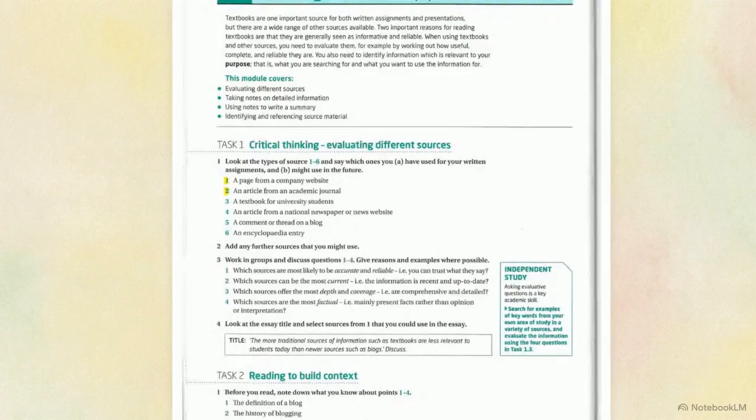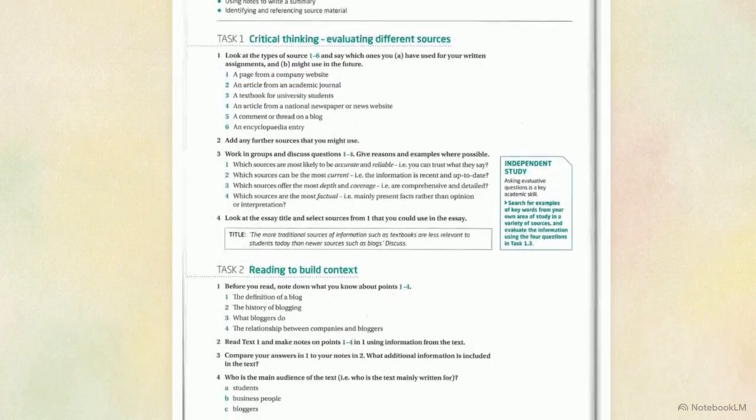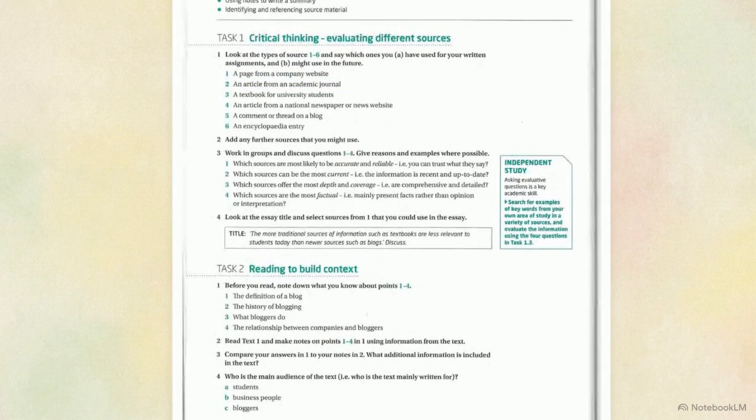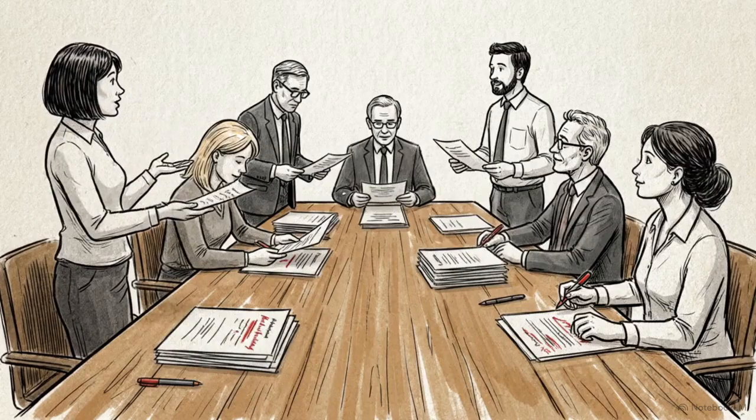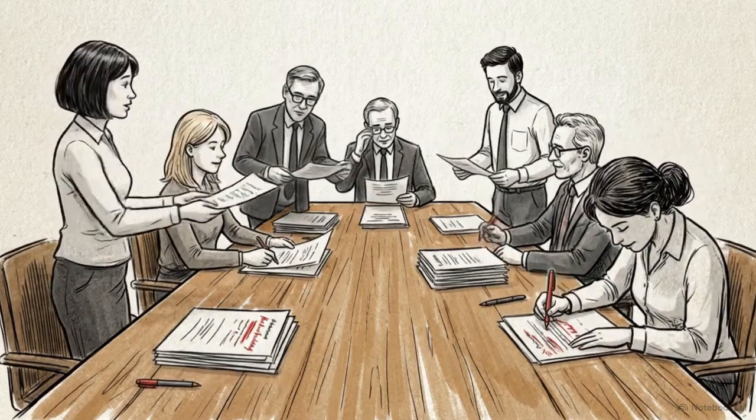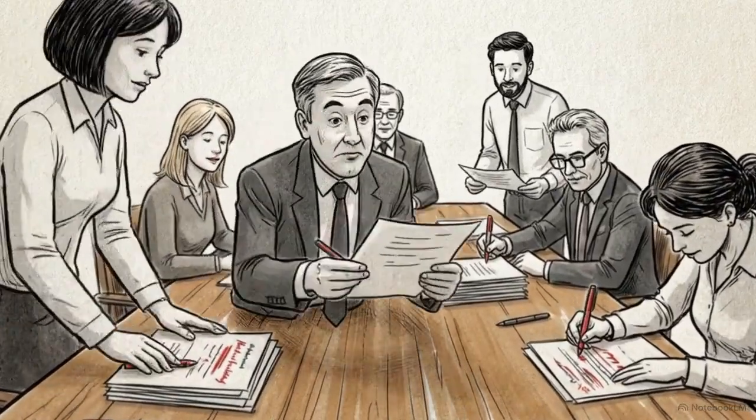This academic textbook excerpt shows standard source types, from company websites to academic journals. We evaluate them to establish a baseline of trust. Specifically, look at the evaluative questions under Task 1.3. Ask yourself, is this source accurate, current, comprehensive, and factual? The highest standard of reliability is the term peer-reviewed. If a document has survived the peer review process, other experts in the field have rigorously evaluated its methods before it was published.